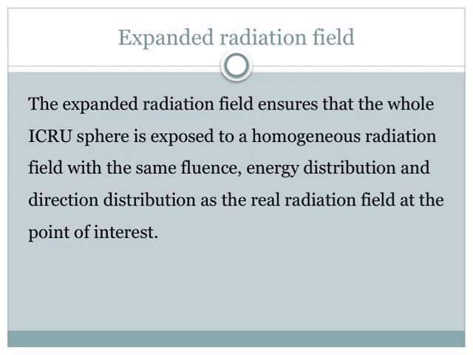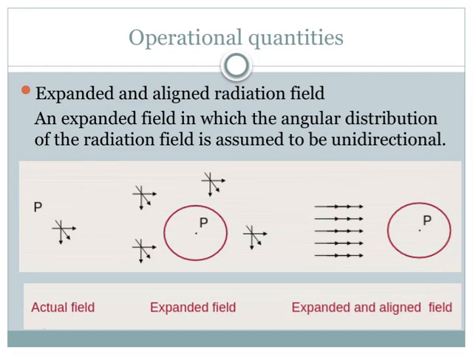Now, let's take a look at the concept of an expanded and aligned radiation field. This refers to a situation where we consider a larger area of exposure, but we still assume that the radiation's angular distribution is unidirectional. In other words, even though the field is expanded, the radiation is still predominantly coming from one main direction, which simplifies how we analyze and measure it. This idea is important because it allows us to better understand and quantify radiation exposure over larger areas without losing sight of the directional characteristics.